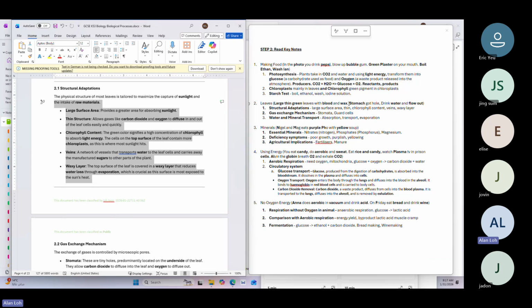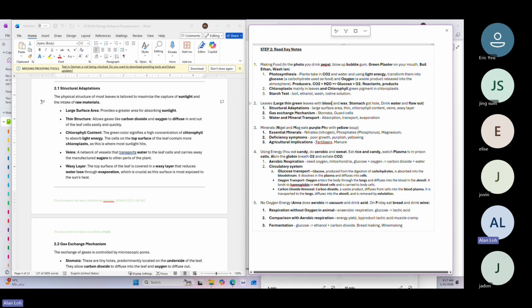So this is illustrated over here by this very short story. A large thin green leaf with blood and wax. So you can imagine a super big leaf, and it's very thin, and it's green color, and it's bloody. And on top there's wax, right?